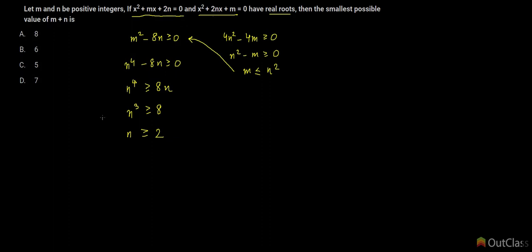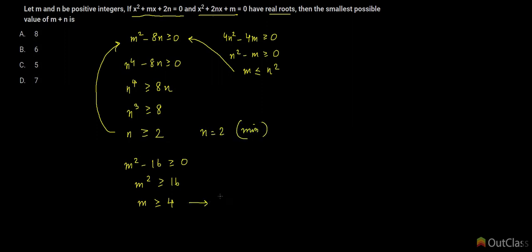Now, if you go and throw this back into an equation that contains both n and m, you will get m square minus 16 greater than or equal to 0, m square greater than or equal to 16, m greater than or equal to 4. This is after choosing the minimum value, n is equal to 2 minimum, corresponding to which I can take m is equal to 4. That's the minimum value. Putting them together, you get m plus n is equal to 4 plus 2, 6.